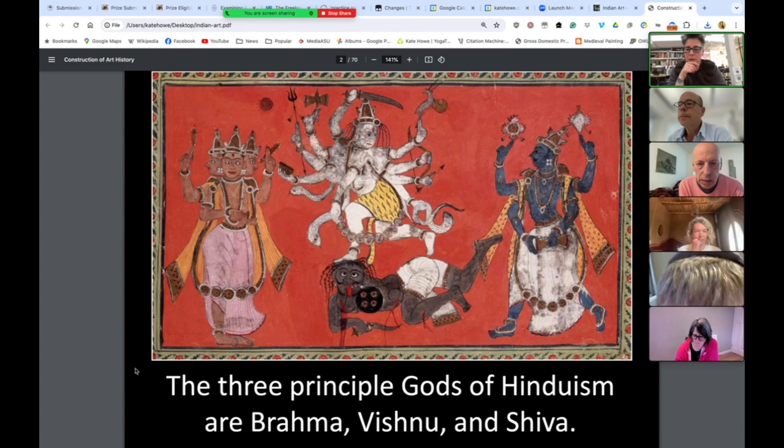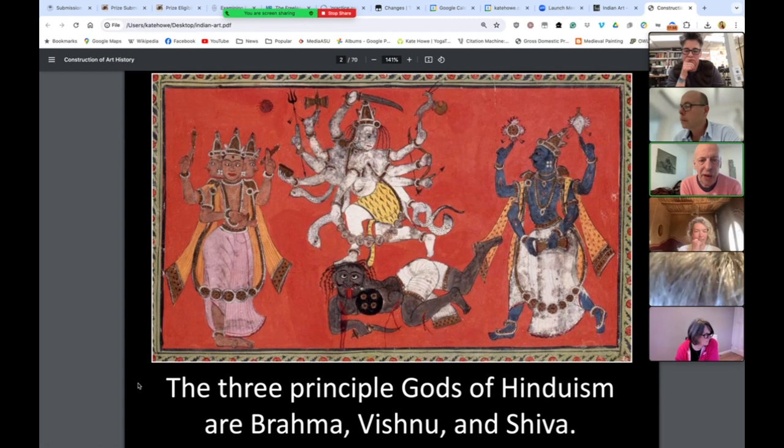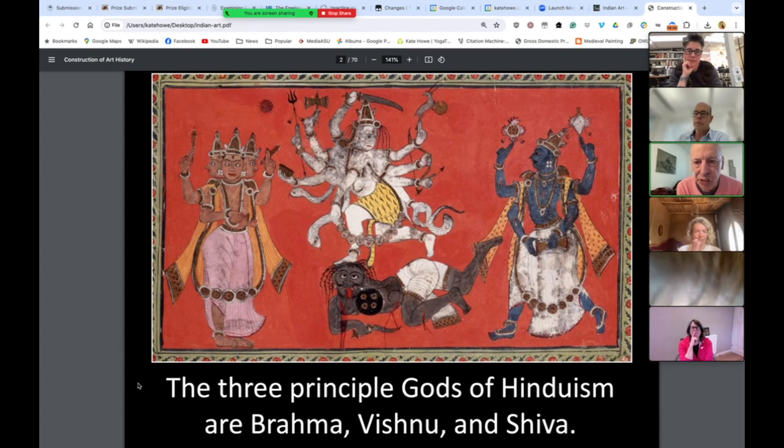The three principal gods of Hinduism are Brahma, the creator, Vishnu, the preserver, and Shiva, the destroyer. So the middle figure is Shiva, the blue figure is Vishnu, and the one with three heads is Brahma. And it's an energetic system as much as a system of iconography.